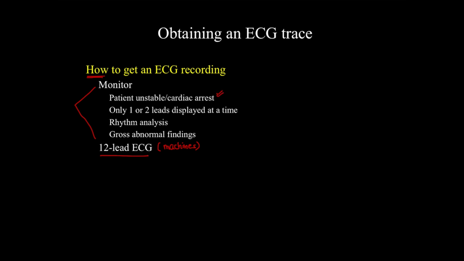Typically, when the patient is very unstable or in cardiac arrest, you do not withhold the resuscitative efforts to get a 12 lead ECG through a machine. What you do is attach the patient to the monitor and see the ECG trace. Based on the 1 or 2 leads which you get, you try to get some information. The downside is that only 1 or 2 leads are displayed at a time. You won't get 12 lead data on most of the monitors, at least.